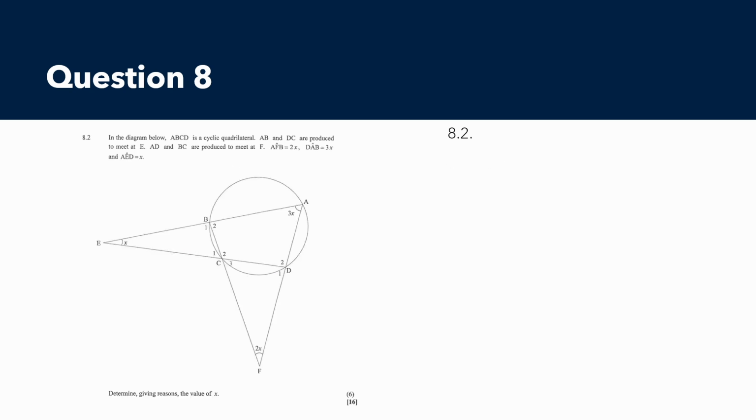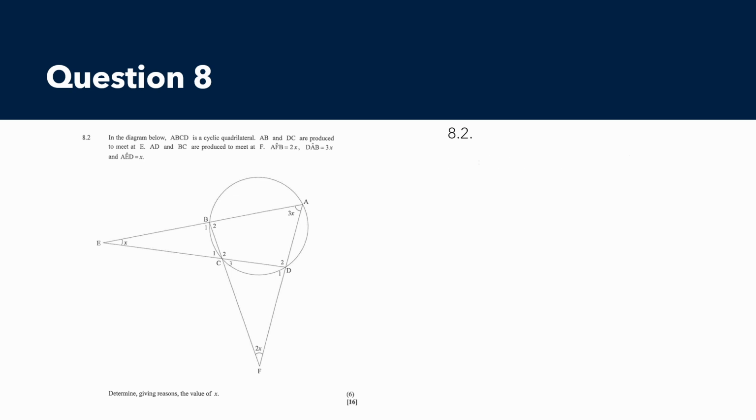In the diagram below, ABCD is a cyclic quadrilateral. AB and DC are produced to meet at E. AD and BC are produced to meet at F. Angle AFB is equal to 2x, angle DAB is equal to 3x, and angle AED is equal to x. Determine, giving reasons, the value of x.